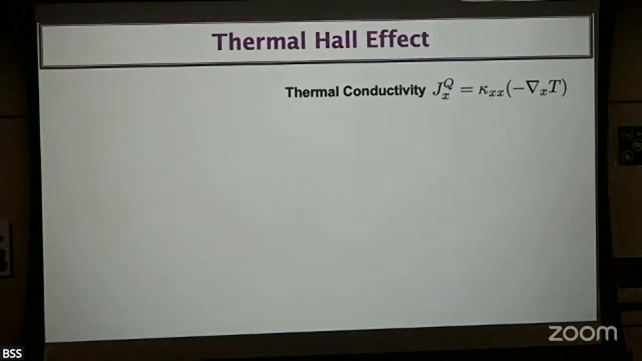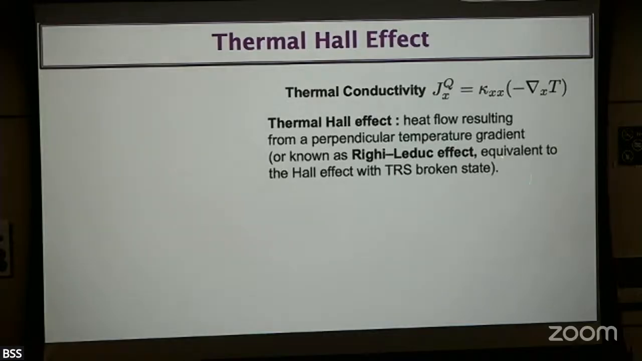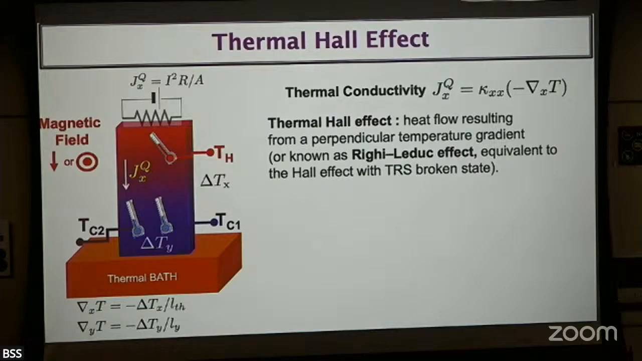Okay, so now the thermal Hall effect. In terms of the measurement, it's not that different. Thermal Hall effect is heat flow resulting from a perpendicular temperature gradient, and it is known as the Righi-Leduc effect. If you look at Ziman's book, that's what he said. And according to Onsager's reciprocity, it only happens when time reversal symmetry is broken, right? So this is how thermal Hall measurement is done.